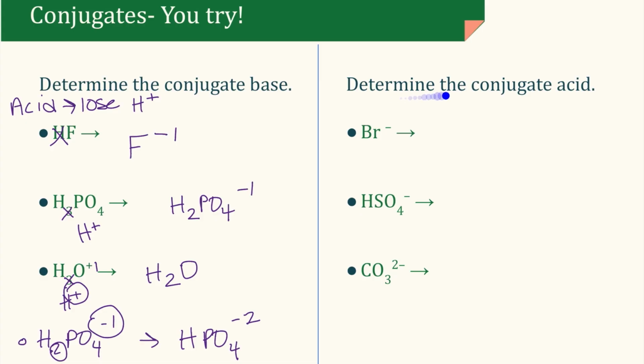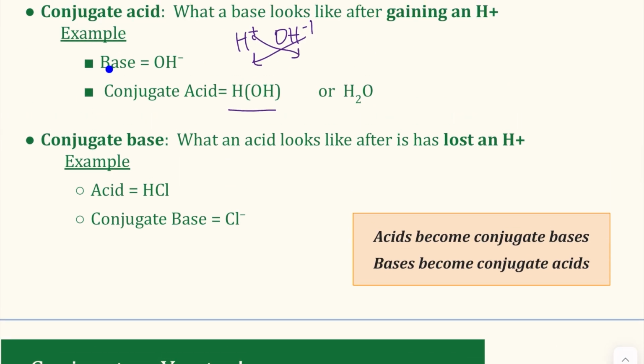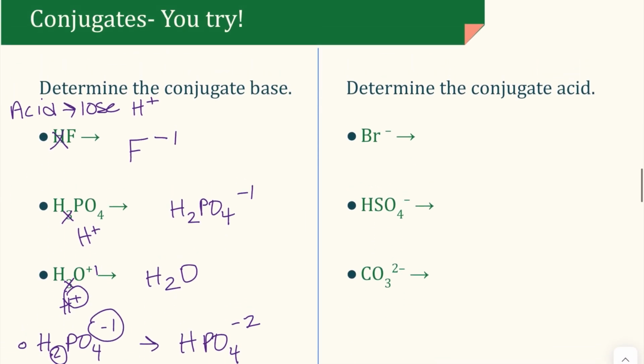All right, determining the conjugate acid. The conjugate acid is what a base becomes when it gains a hydrogen. So if we have Br minus 1, well, if this is gaining a hydrogen, this is kind of like writing that compound. We have H plus and Br minus 1. Well, drop and swap, by gaining that hydrogen, our charge is going to go up 1, and so then that becomes neutral.